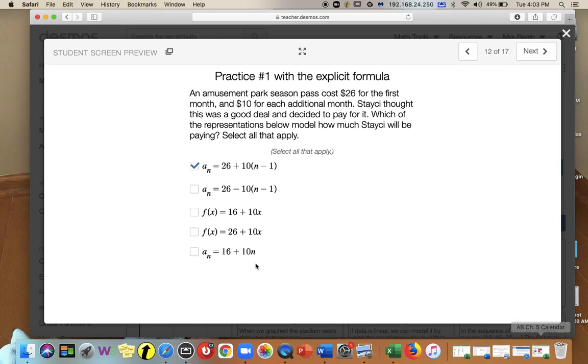Let's see if there's anything that matches. Okay, so we started with 16 plus 10n. Okay, so this one would match. This one would also match. So there's a bunch of these that are actually equivalent, and using these we would get the same answer.